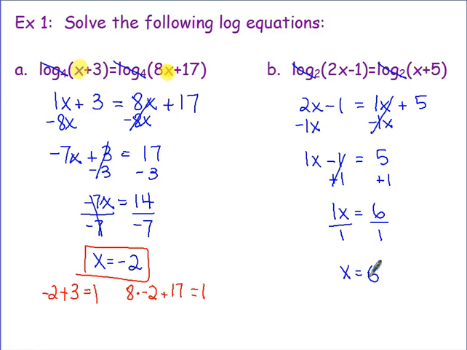So again, you can check just in your head. I'm going to put 6 right here and right here. Well, 2 times 6 is 12, and 12 take away 1 is 11. That's a positive number. This one's good. Over here, 6 plus 5 is 11. Also positive, also good. Put a box around it.